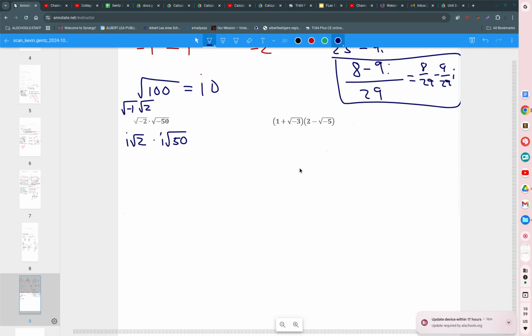Now I can multiply them together. And notice that I get i times i, which is i squared, times the square root of 100. What is i squared? -1. What's the square root of 100? 10. So you don't get 10, you get -10. Okay.